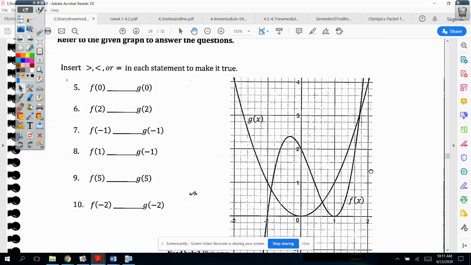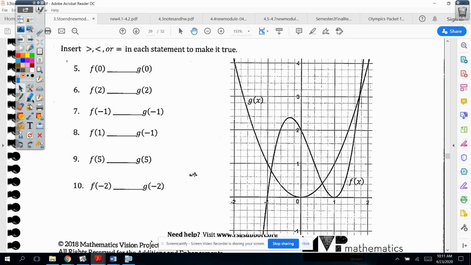And here we're going to do some comparing. I think this is kind of a cool section. So you have the F graph, and I'm actually going to highlight this. This might help me a little bit. F graph I'm going to go with is yellow. And then G will be the black one.